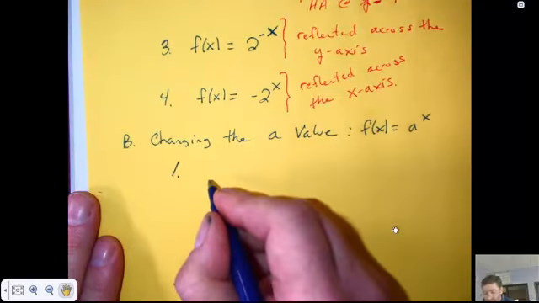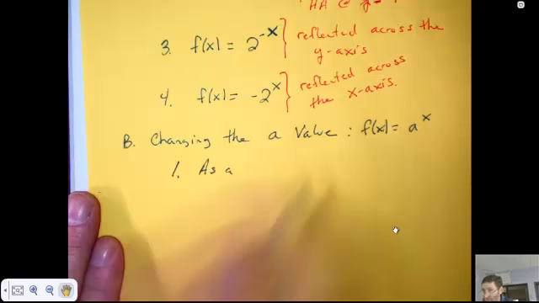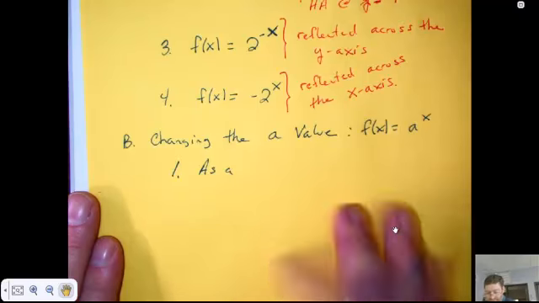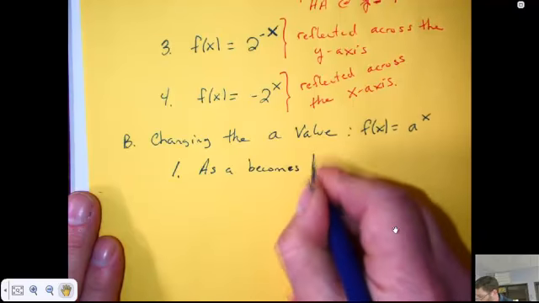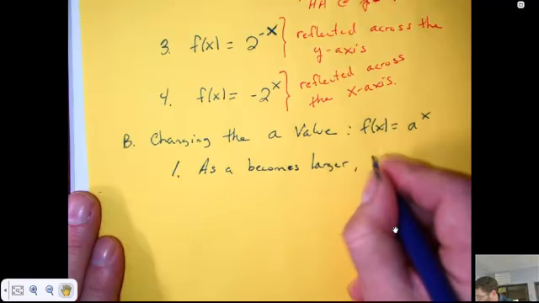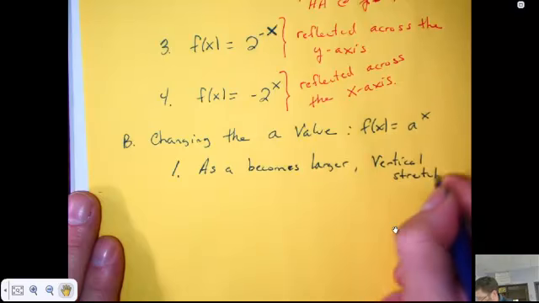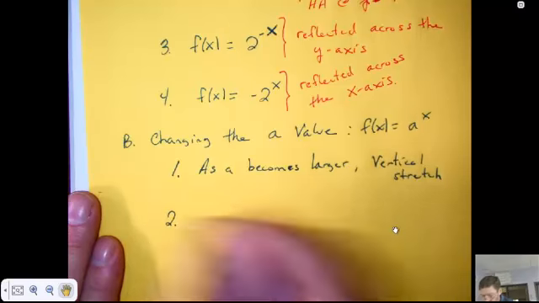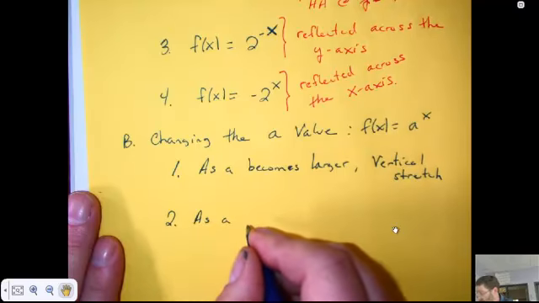So, think about it this way. As a becomes larger, that would be a vertical stretch. It makes it go up faster, which should be pretty obvious. If I have a bigger value I'm taking the power to, it's going to make it go up a lot faster. We call that a vertical stretch. And then as a becomes smaller, that would be essentially a vertical shrink.